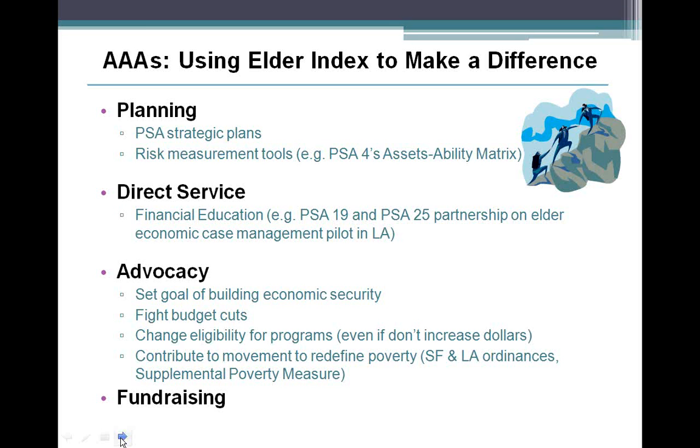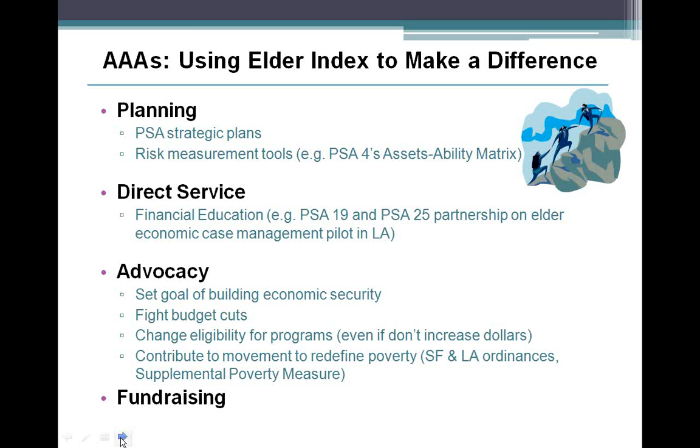By making that change, we're showing a shift in the way in which we talk about the programs, and a really important shift at that. So even where you're not increasing dollars, the Elder Index can be used in that way. And then lastly, from an advocacy standpoint, the Elder Index has contributed not only at the state level to moving the way in which we redefine poverty, but also contributing to the movement nationally as to how we do that.